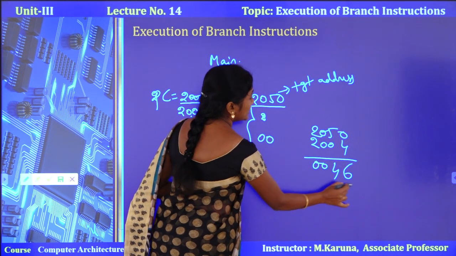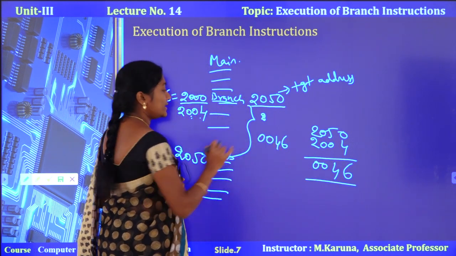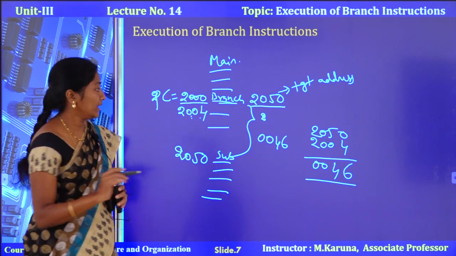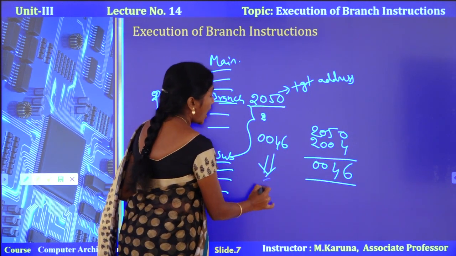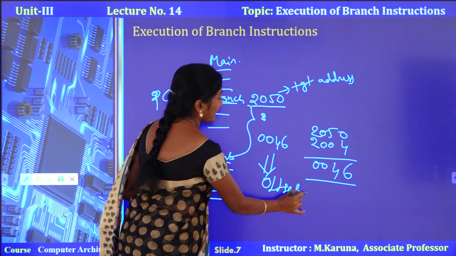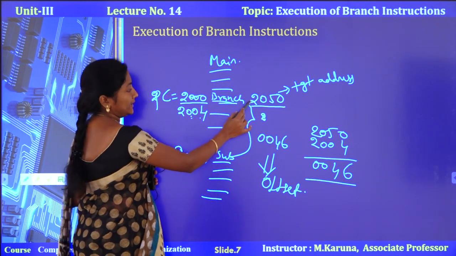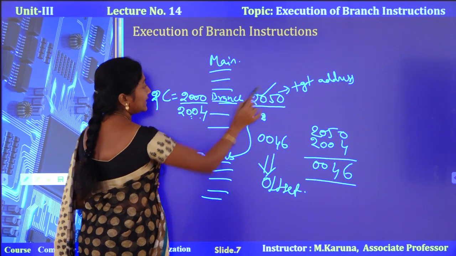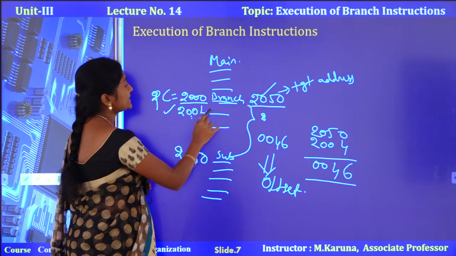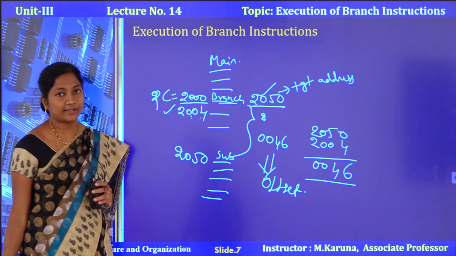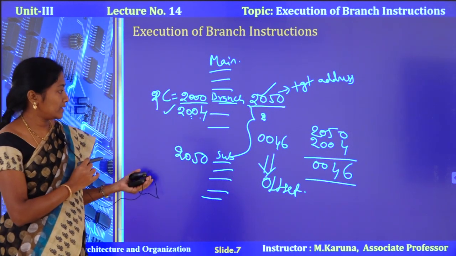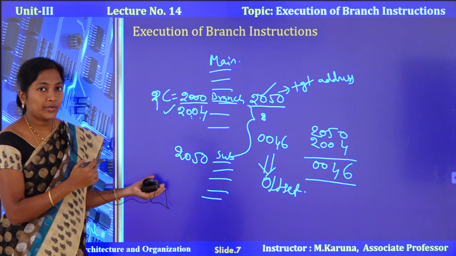64. This is nothing but 0046. This is known as the offset address. So, the offset address is nothing but the difference between the target address and the address of the next instruction of the branch instruction. This is a very important point to note.